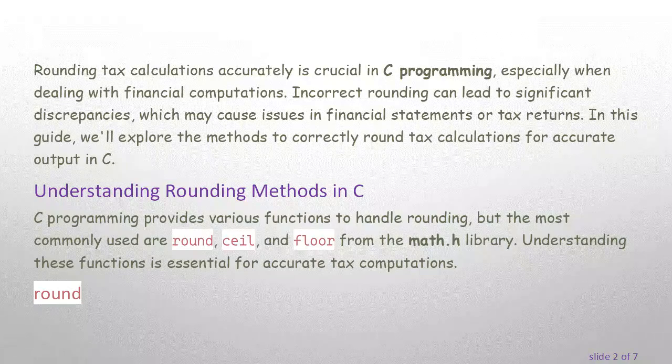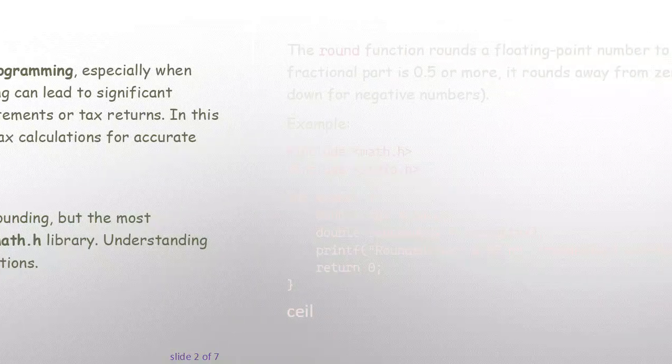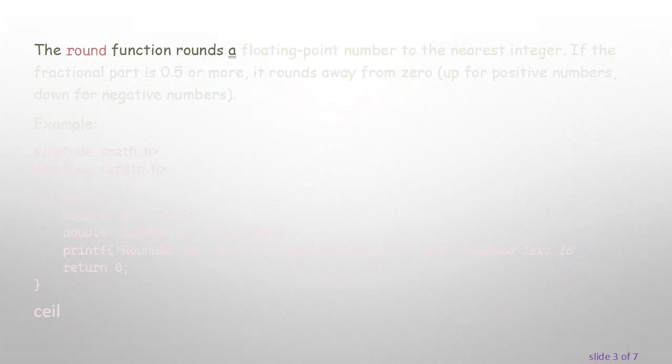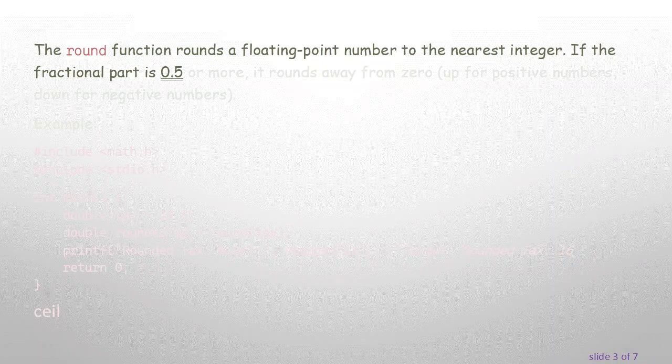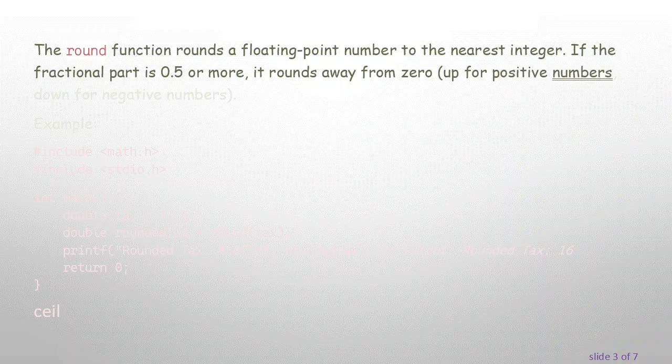Round. The round function rounds a floating point number to the nearest integer. If the fractional part is 0.5 or more, it rounds away from 0, up for positive numbers, down for negative numbers. Example.